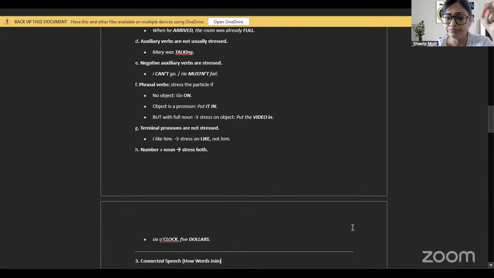Now, phrasal verb. That means when you have two words, the stress goes on the second word, like go on. On is the second word. But if you have a phrasal verb with an object, like put in, where it is a phrasal verb and it becomes the object pronoun, the object pronoun will also be stressed. Put it in. Now, if you have a noun there, then the stress goes on the noun. Like put the video in.